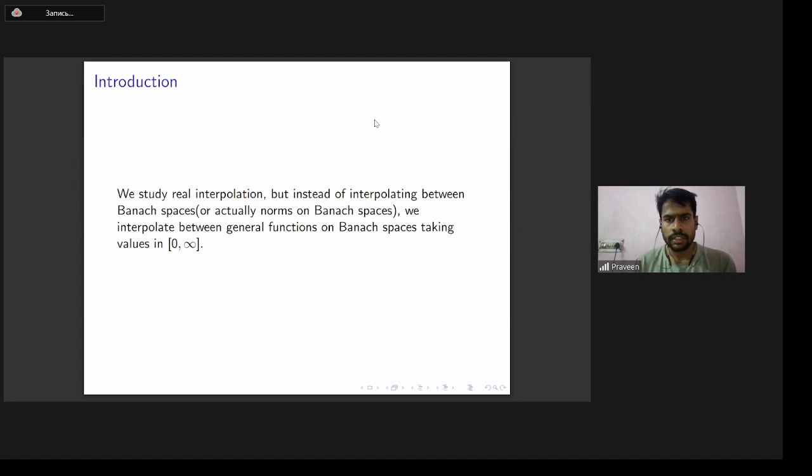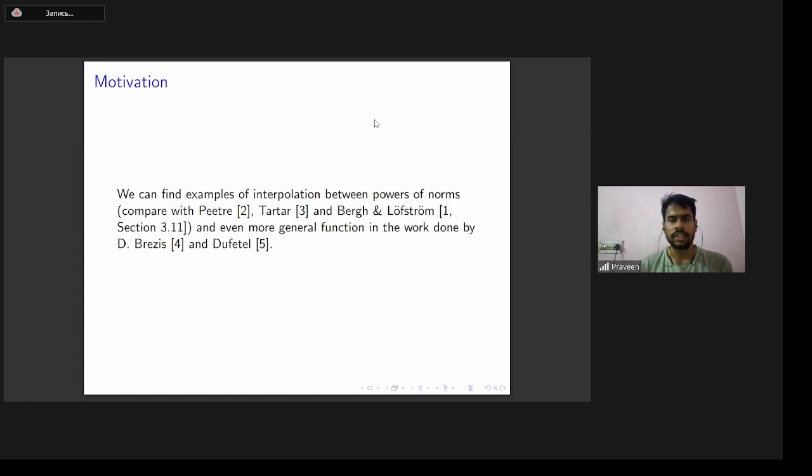We can find examples of interpolation of some general functions, like powers of the norm, in the book by Peetre and Tartar, and in the book by Bergh and Löfström, and even more general functions in the work done by David Brézis and Peetre. These are some work done by them in the 1980s.